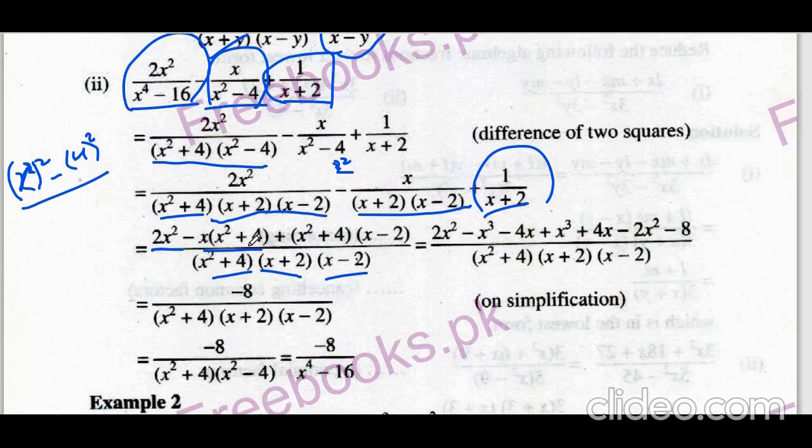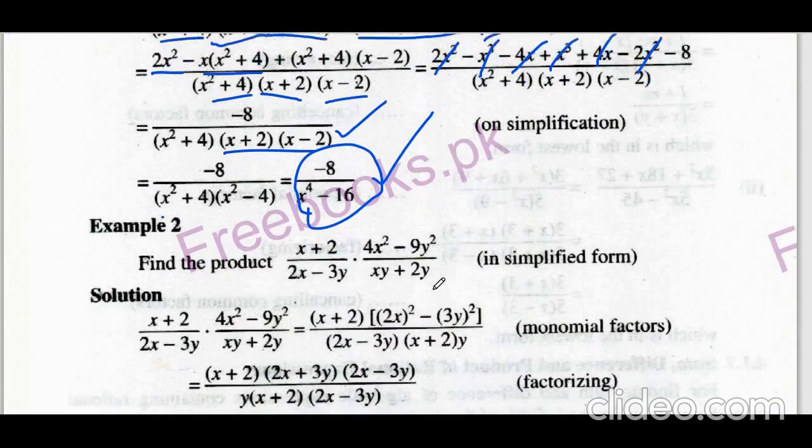Just simplify the numerator. Open the brackets, combine the like terms, cancel the like terms that have opposite signs. For example, x squared cancels, x cubed cancels, 4x is also cancelled, we get minus 8, and the denominator is as it is. Okay, we can write it as x to the power 4 minus 16, and the answer is minus 8 over x to the power 4 minus 16. Now this is the simplified form. No further simplification can be made with this term anymore. So this is the simplified form.